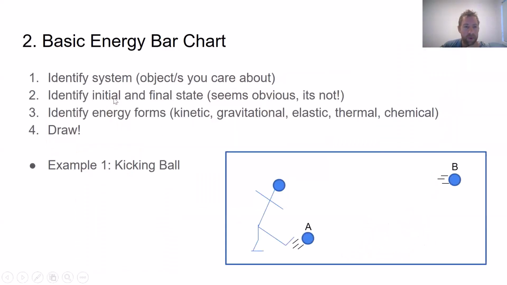All right, so now we've gone through these first three things: identifying the system, which is the objects you care about, the initial and final state, and the energy forms. Now we just draw the energy bar chart. So we've got this example of kicking a ball. So the ball has left the foot, it's moving, and it's up high. It's still moving, but probably not as fast.